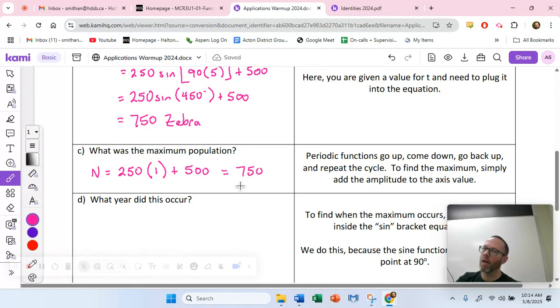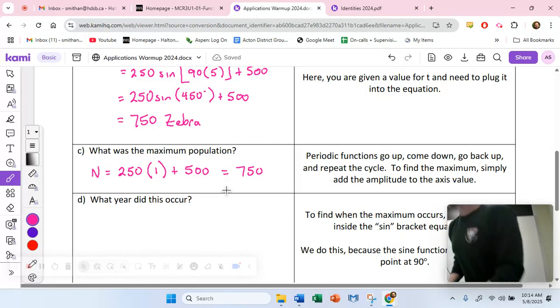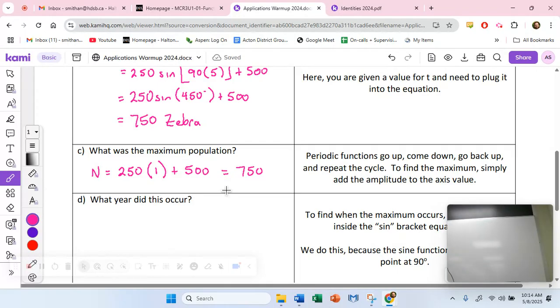This is something we haven't done yet. What year did this occur? I know there's multiple years, but we're going to use our equation to find when this occurs. I have this over here in your brackets, but we have to have a good understanding of the sine function. When does our sine function get to its highest point? It's when the angle is 90, because the sine of 90 is equal to 1.